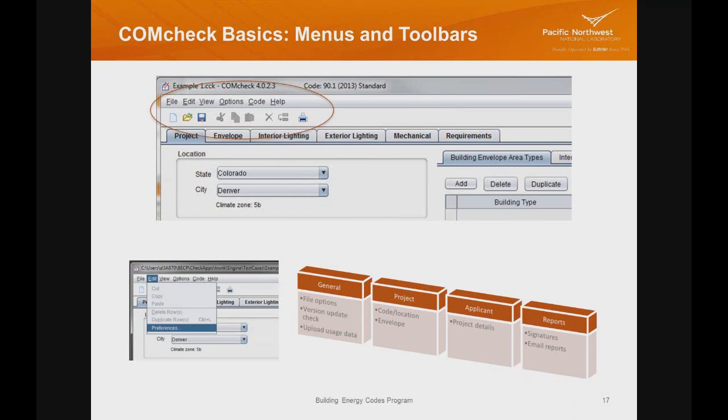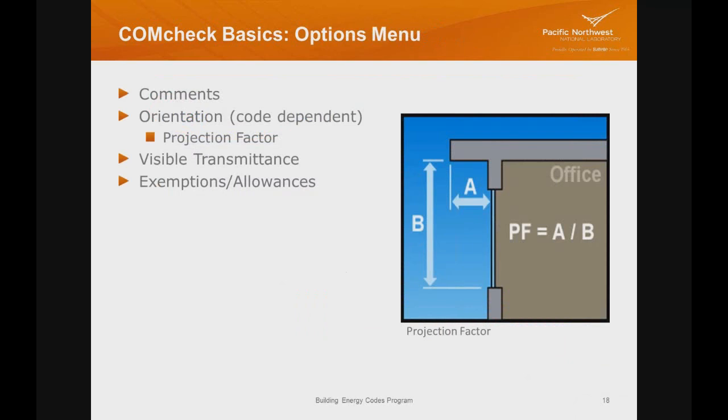The edit button has a feature called preferences at the bottom of it. If you're a frequent user or a power user of COMcheck, you might find this useful. It will allow you to set preferences that are applied every time you start the application. These include things like file options, code and location, names to include on a report, and signature lines, email address, things of that order.